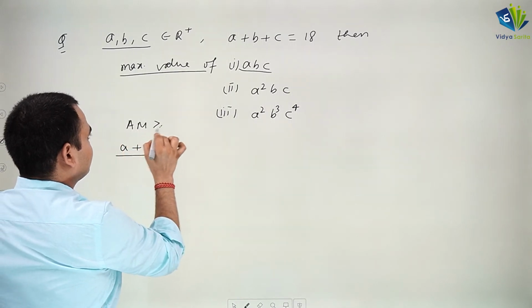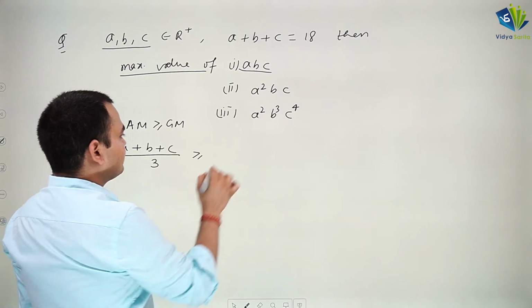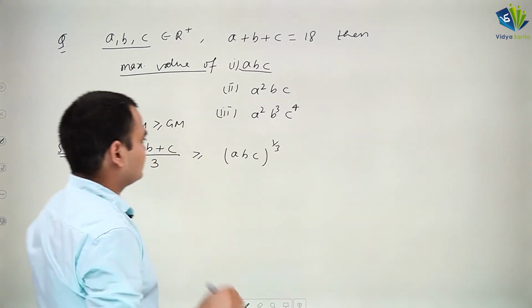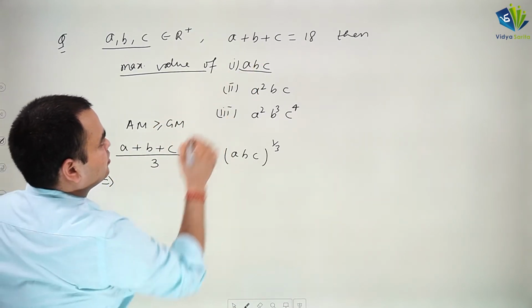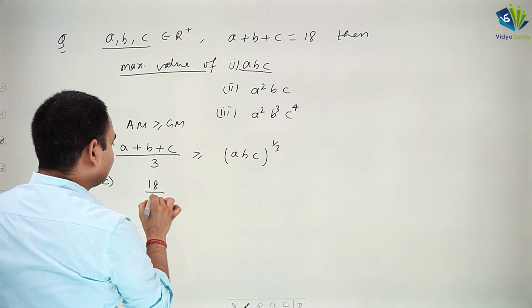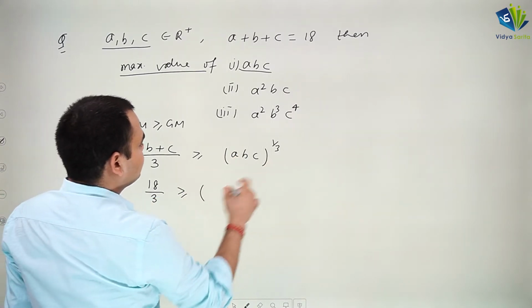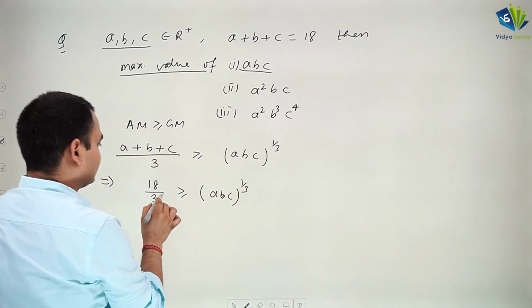Here our concept is AM greater than or equal to GM, and the GM of these three numbers will be (abc)^(1/3). Here a plus b plus c is already given as 18. So 18 by 3 will be greater than or equal to (abc)^(1/3).